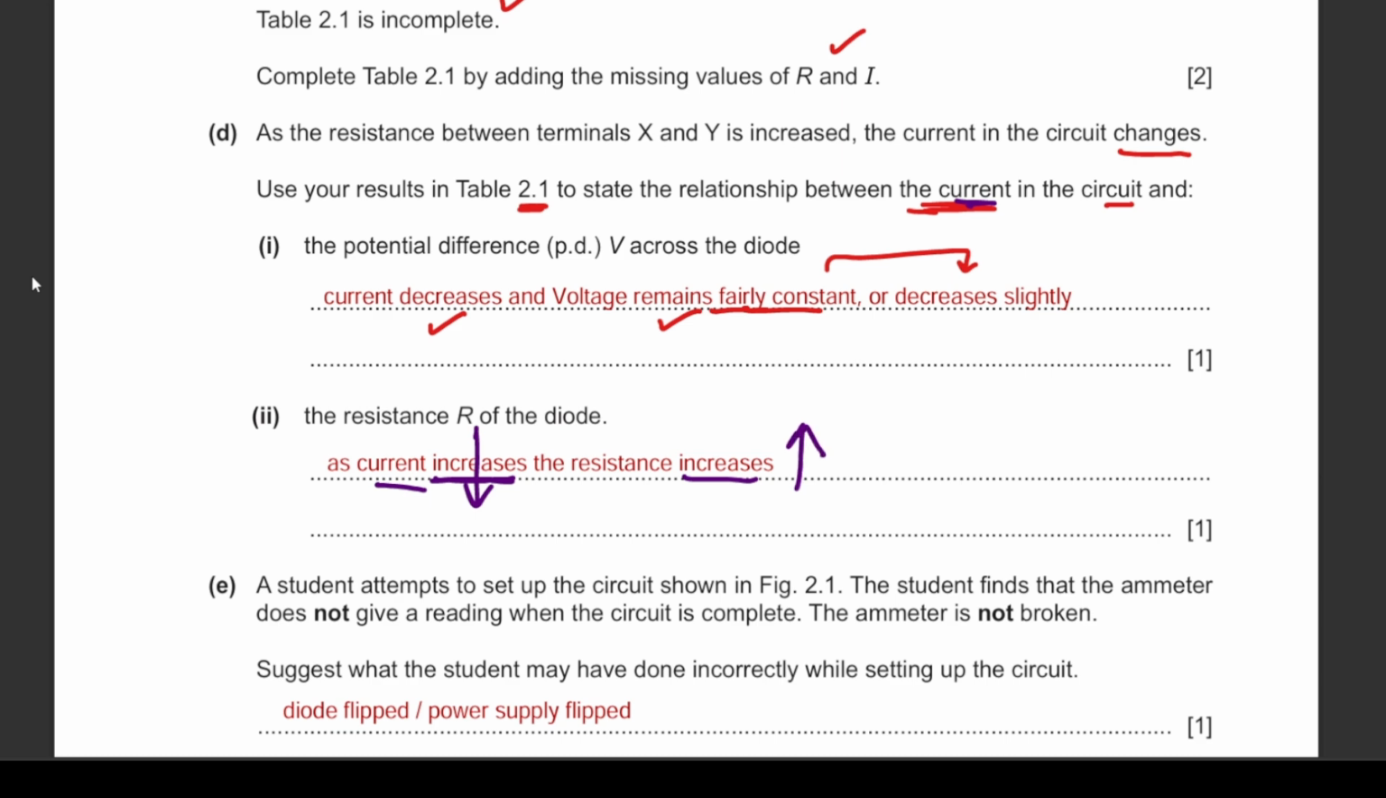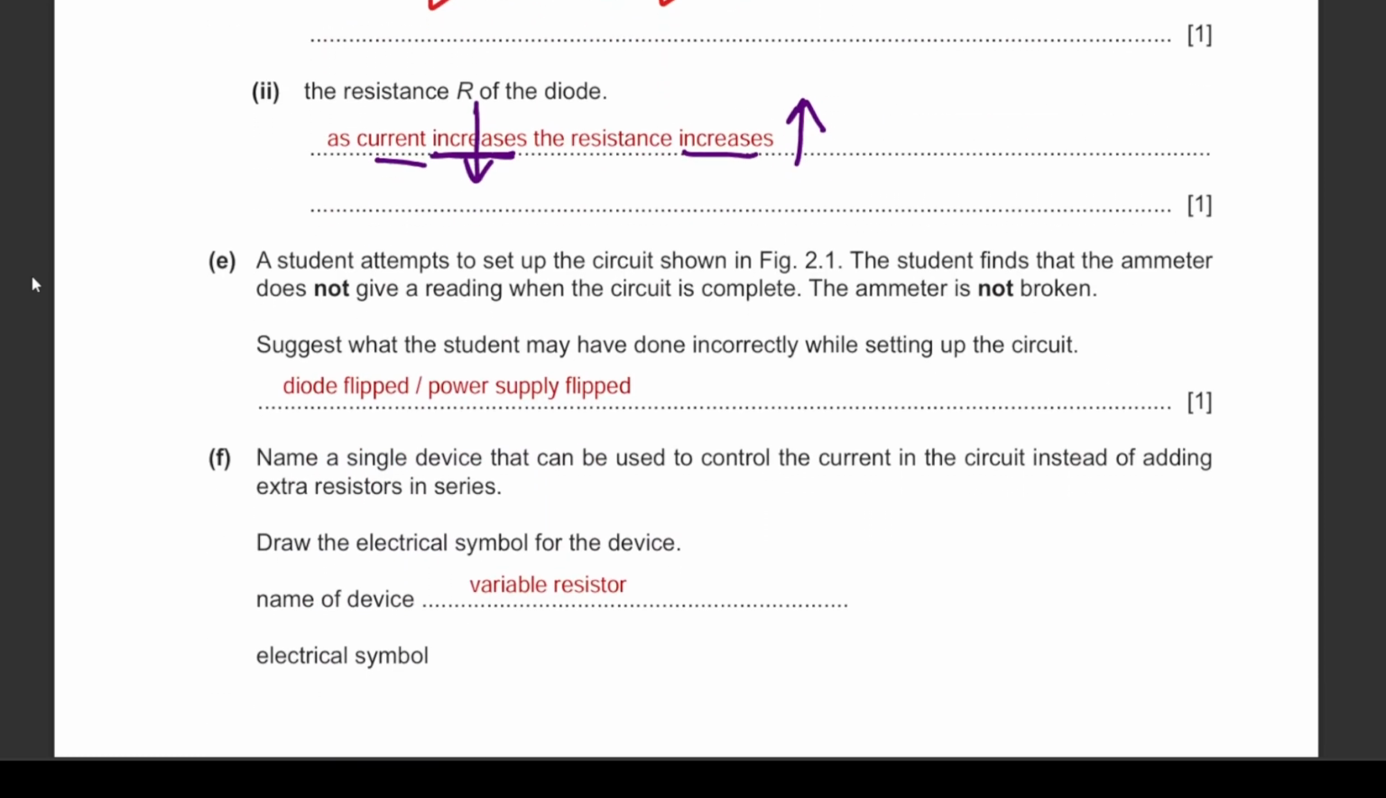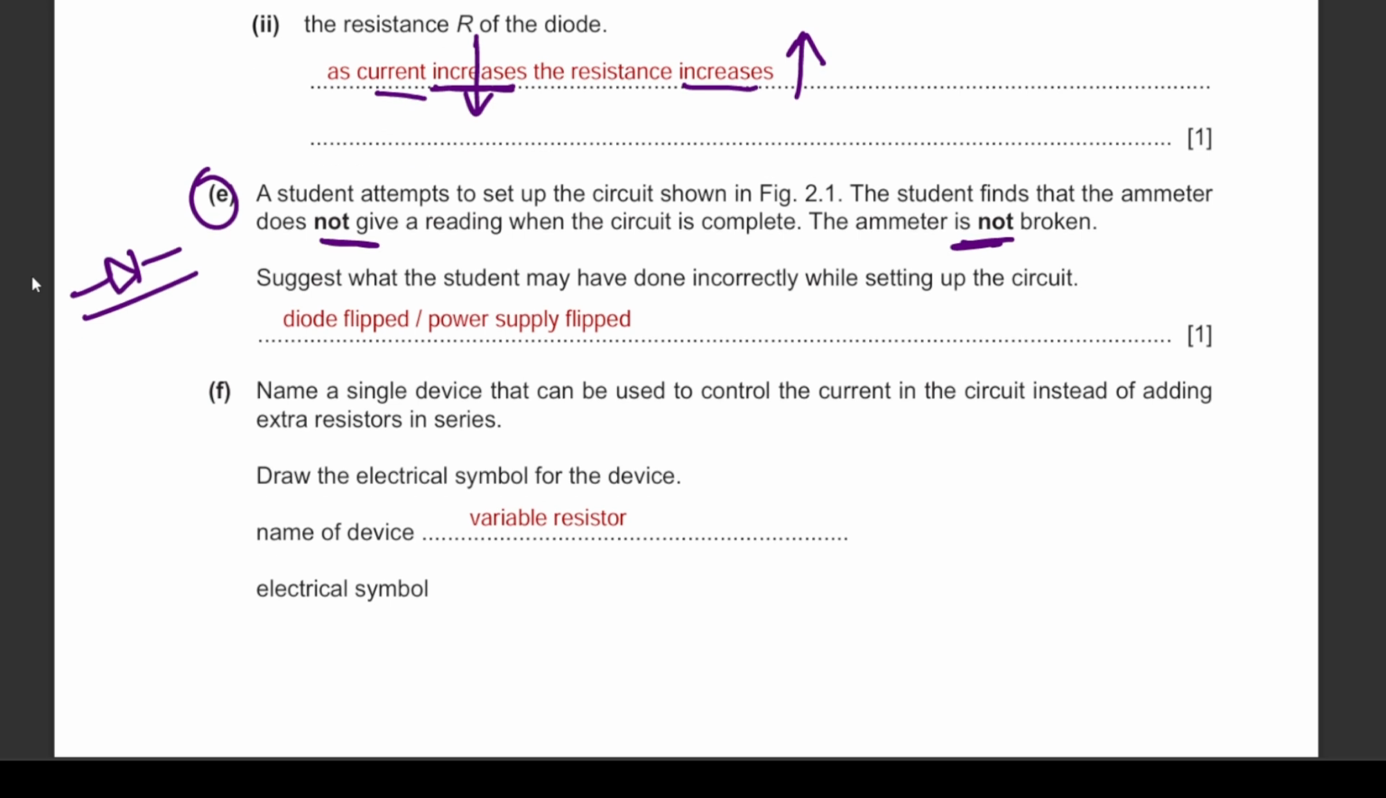Yeah. So a student attempts to set up the figure 2.1. Okay, fine. The student finds that the ammeter does not give a reading when the circuit is complete. The ammeter is not broken. This is again a common question in terms of an element involving a diode. So he wants you to think, why is that the case? Why is the current not flowing, or why is the ammeter not giving a reading? And that's purely because either the diode is flipped or the power supply is flipped.